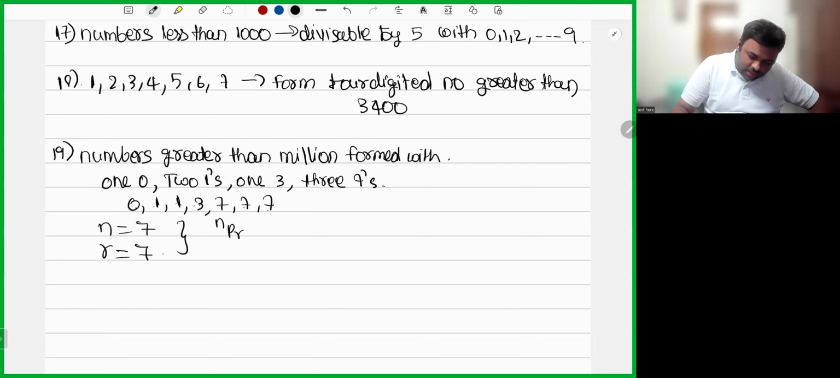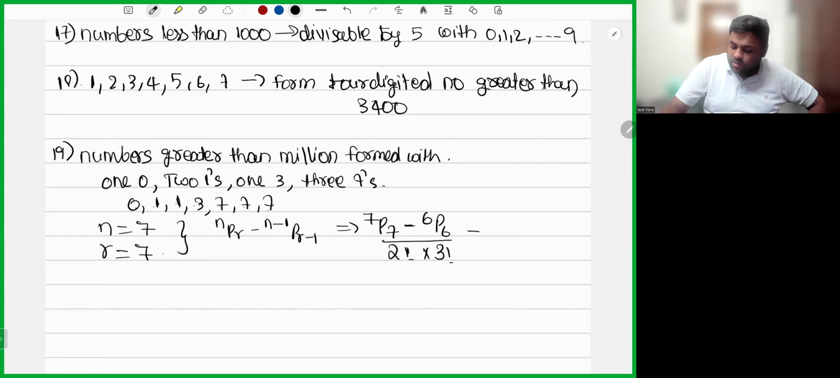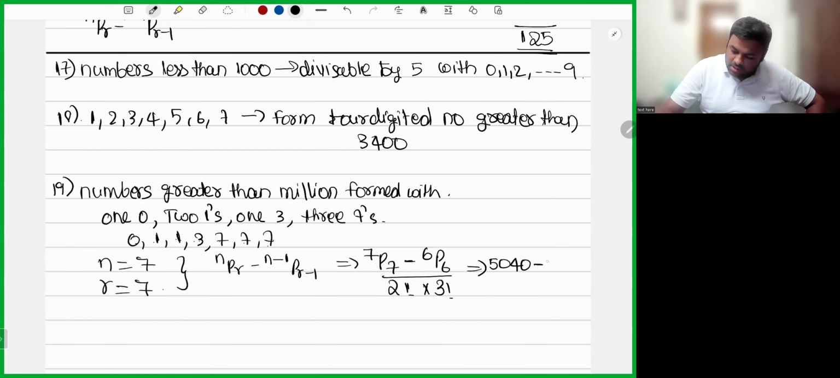nPr minus (n minus 1)P(r minus 1). Right? So 7P7 minus 6P6, whole divided by, 1 is repeated 2 times, 7 is repeated 3 times. So 7P7 is 7 into 6 into 5 into 4 into 3 into 2, that is 5040, minus 6P6, 720, whole divided by 2 factorial, 3 factorial. So 5040 minus 720 whole divided by 12. Answer is 360. Okay.